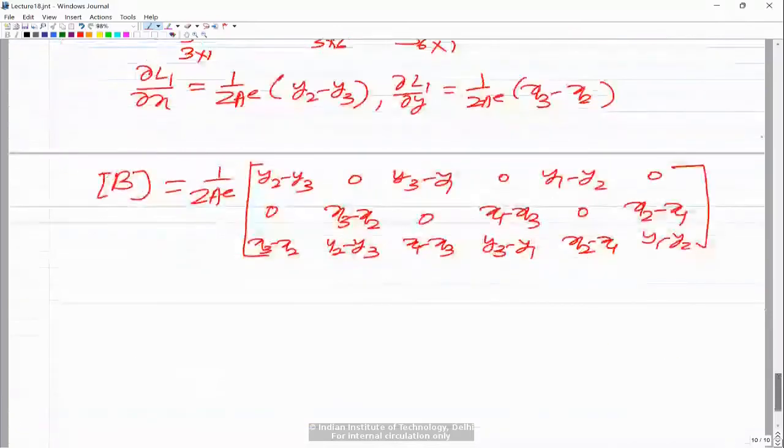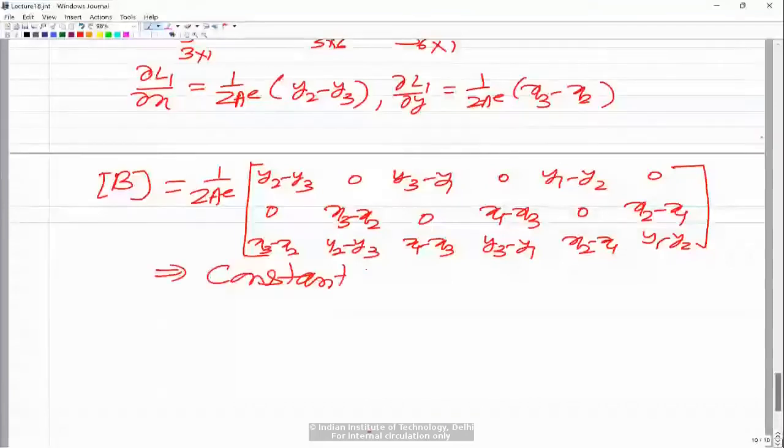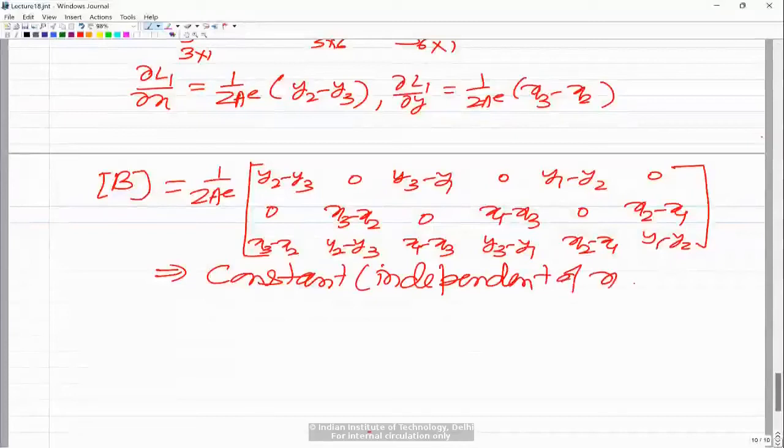For the three noded triangular element, you will see that this is actually constant. Constant in the sense it is independent of x and y. The x1 y1, x2 y2, x3 y3 are the nodal coordinates, they are known quantities. So the B matrix is constant. Constant means independent of the variables x and y, although of course it is in terms of nodal x and y coordinates.